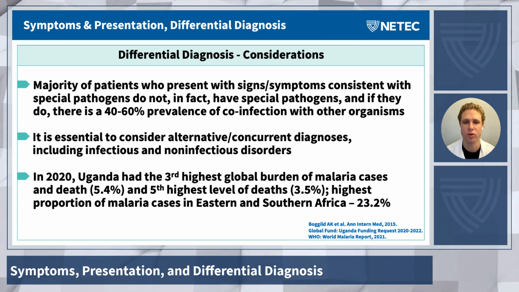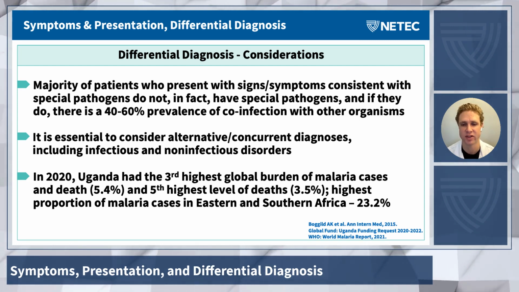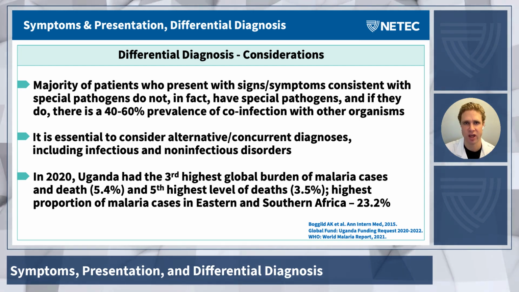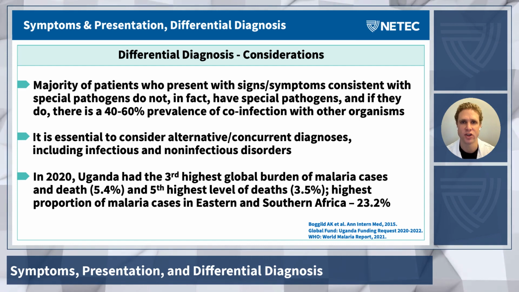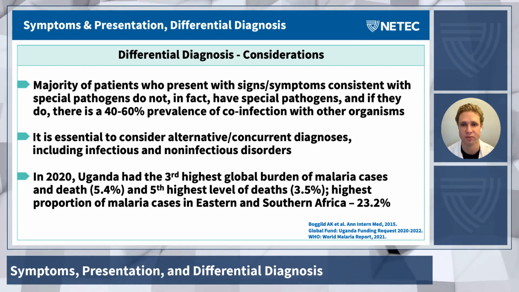So in 2020, Uganda, interestingly, had the third highest global burden of malaria cases and death and the fifth highest level of deaths in Africa. So this is an endemic disease that is very common and for which we have to make certain that patients do not have when they present with concerns for Ebolavirus disease. And during the 2016 and 2017 West Africa Ebola outbreak, malaria, in fact, was the most common diagnosis. Almost 50% of patients had this, followed by acute diarrhea and others by no identifiable agent.